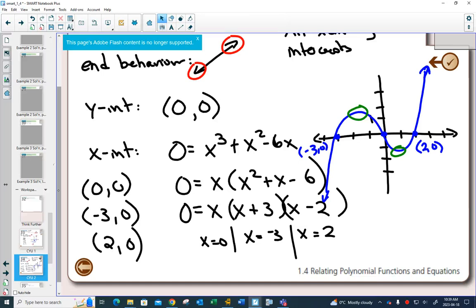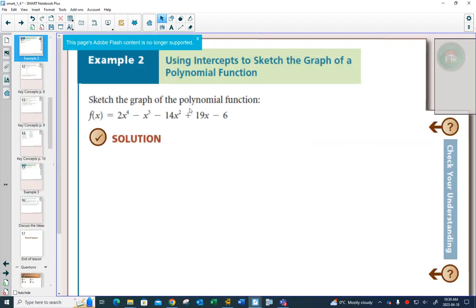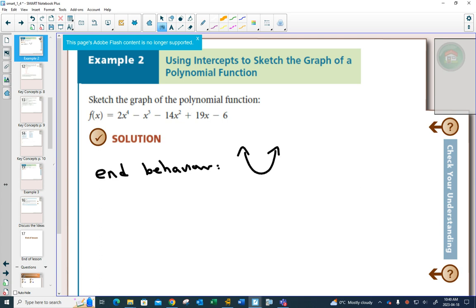This question is not the greatest example. We're going to go back and do this one together. You don't have to write anything down because it's in your textbook. But we're going to go through the same steps. First of all, the end behavior of this one. It's an x to the 4, a positive x to the 4, it acts like a parabola. That would be your end behavior.